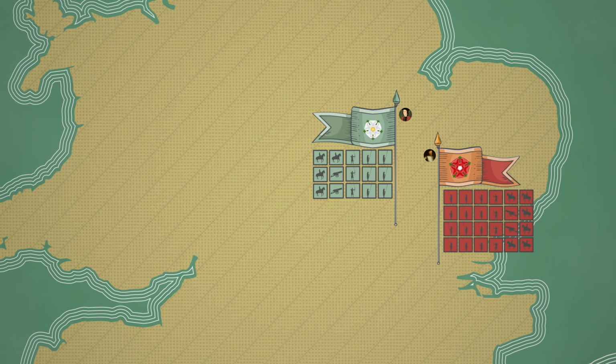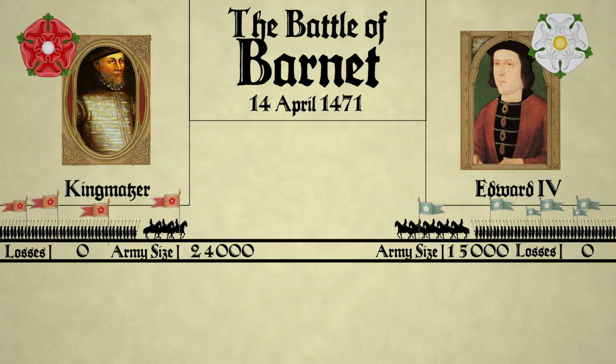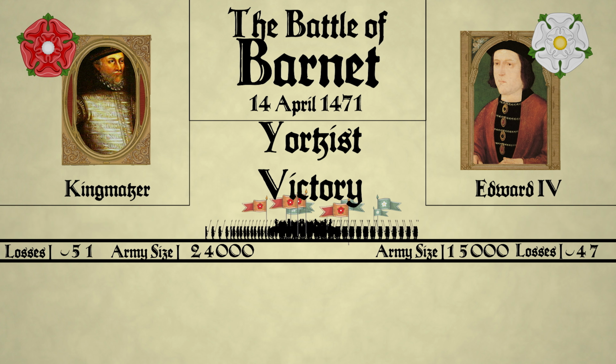In April, he met Warwick's forces at the Battle of Barnet. The battle was hard fought, with fog causing chaos, with men on the same side fighting one another, but ultimately Edward emerged victorious, and the Kingmaker, one of the greatest characters of the entire war, was killed on the field.